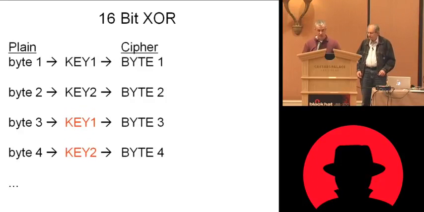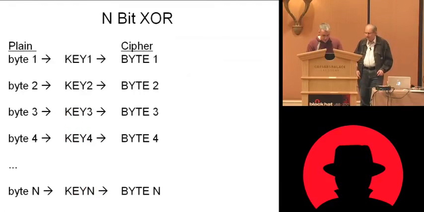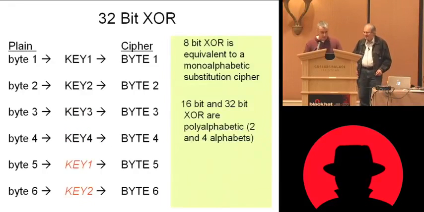And essentially what you've got is a 2-alphabet polyalphabetic... I'm losing my mind. Yeah, there. One of those. Yeah, polyalphabetic. So you've got a 2-alphabet polyalphabetic cipher.